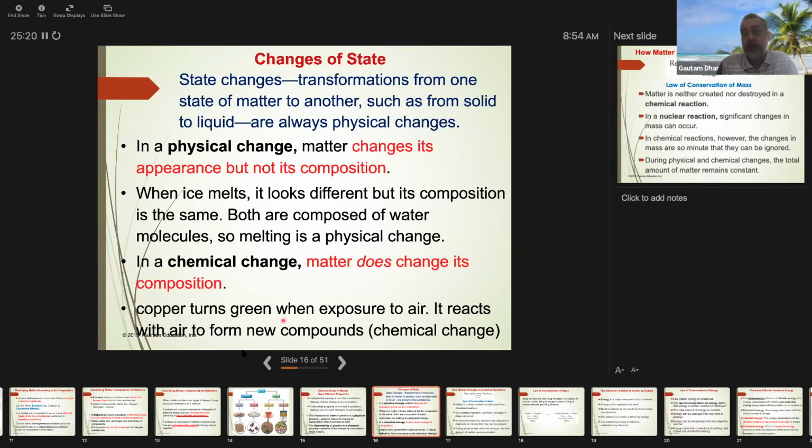Rusting of iron is a good example of chemical change because iron is no more iron. It basically got converted to the oxide of iron, which you call rust. Yeah, the rusting of iron.